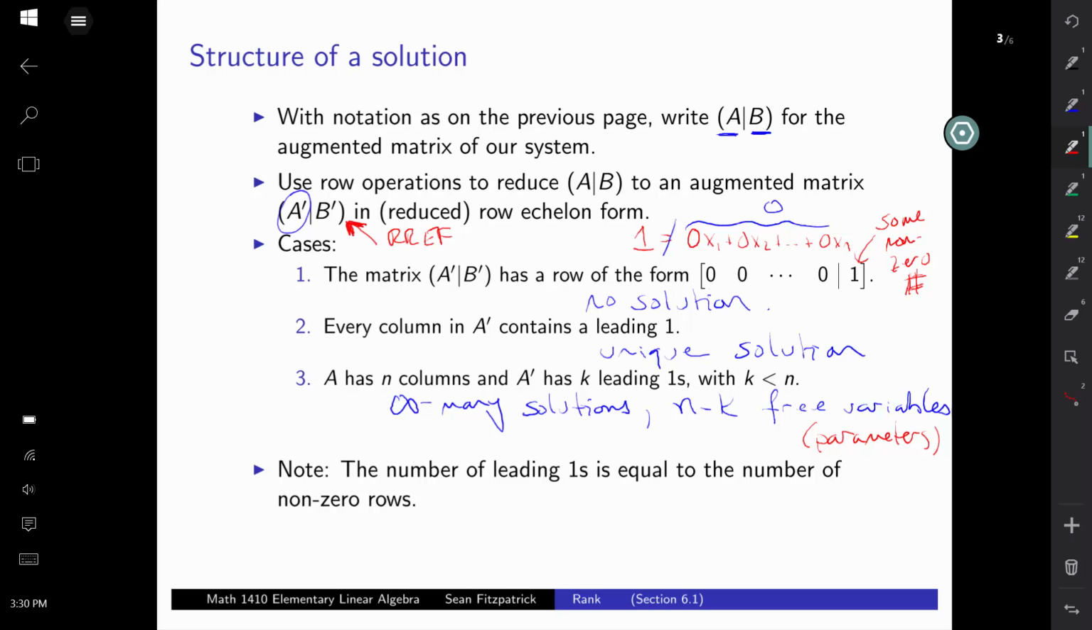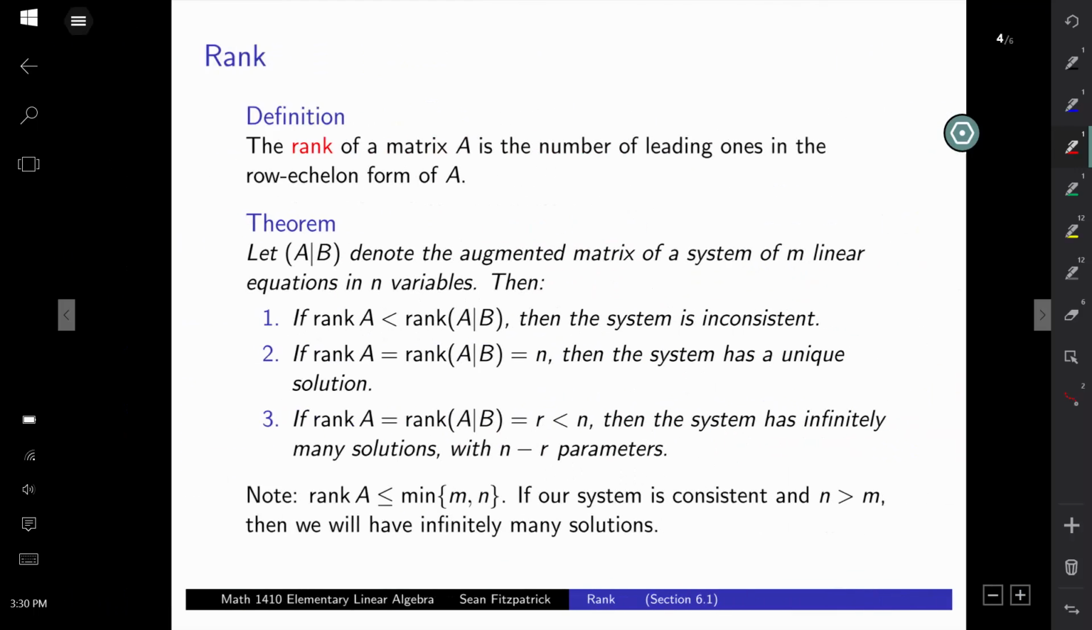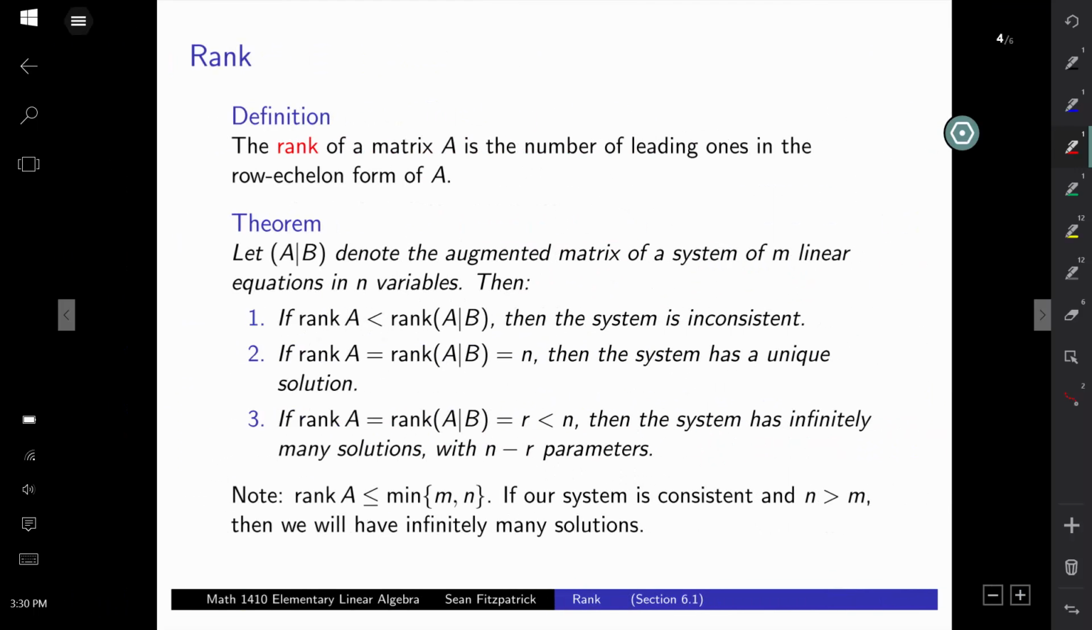One of the things that plays a major role in understanding what type of system we're dealing with, what type of solution we get, is the number of leading ones, right? The leading ones are going to tell us which variables are free, which variables are non-free, and so the number of leading ones is kind of a major indicator as to what type of solution we're dealing with here. So the rank is simply a way of counting the leading ones, right? This is something we can do to quantify the leading ones and tell us something about the solution. So this is all the rank is.